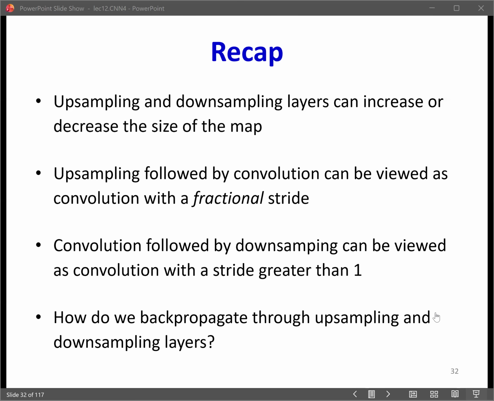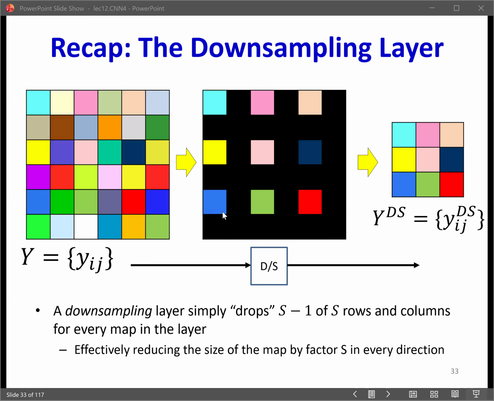So how do we backpropagate through upsampling and downsampling layers? First, what is the downsampling layer? In the downsampling layer, if we wanted to downsample by a factor of s, then we basically discarded s minus 1 of every s rows and s minus 1 of every s columns. So all of these shaded in black were ignored. Effectively, they were masked out, and the rest of the elements were copied to the output.